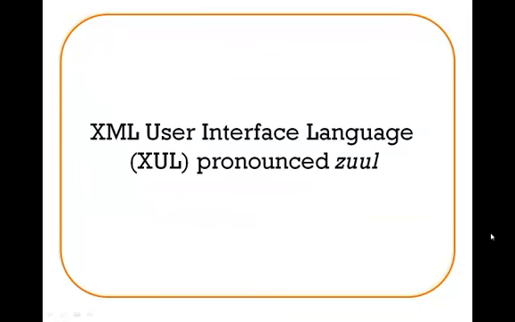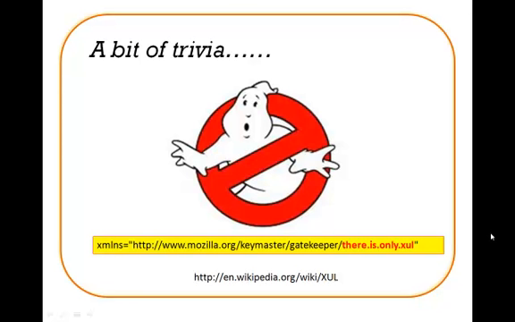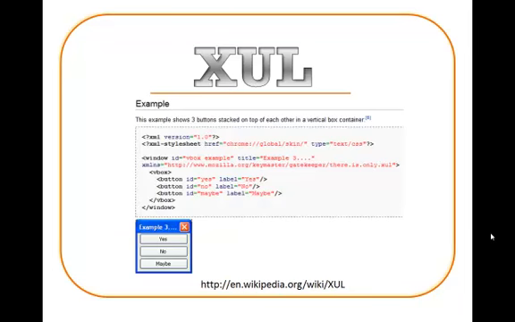Now on to the XML User Interface Language, or XUL, pronounced Zool. The name Zool references the film Ghostbusters, in which the ghost of an ancient Sumerian deity called Zool possesses the character Dana Barrett and declares there is no Dana, only Zool. Since Zool uses XML to define an interface rather than a document, its developers adopted the slogan, "There is no data, there is only Zool." Hence the XML namespace at the very beginning of every Zool document.